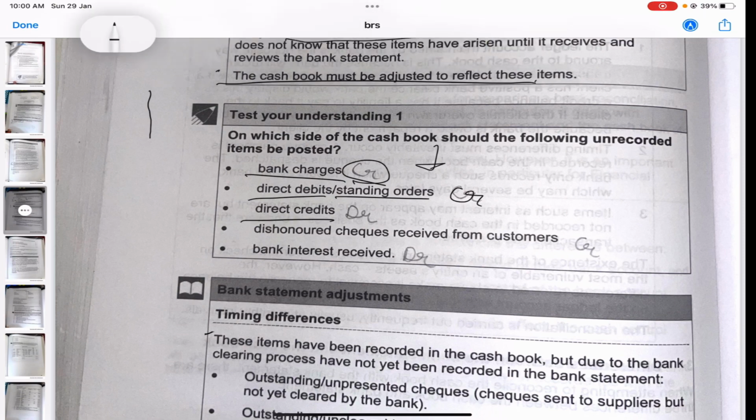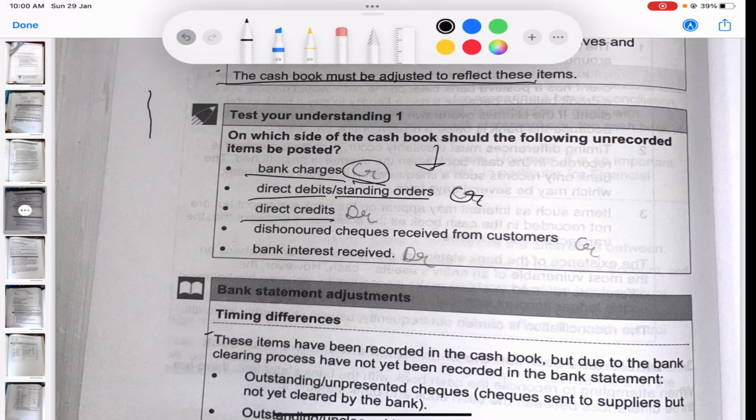Direct credits. Direct debits is when the bank reduces the money, and direct credits means the bank has credited an amount. Now you might be wondering that debit means increasing the cash and credit means decreasing the cash. Yes, you are right. But we are talking about it from the perspective of the bank. The bank has credited the amount, so for the bank, credit is my debit. We saw that the balances are opposites. So direct credits will increase my cash, so I will debit it.